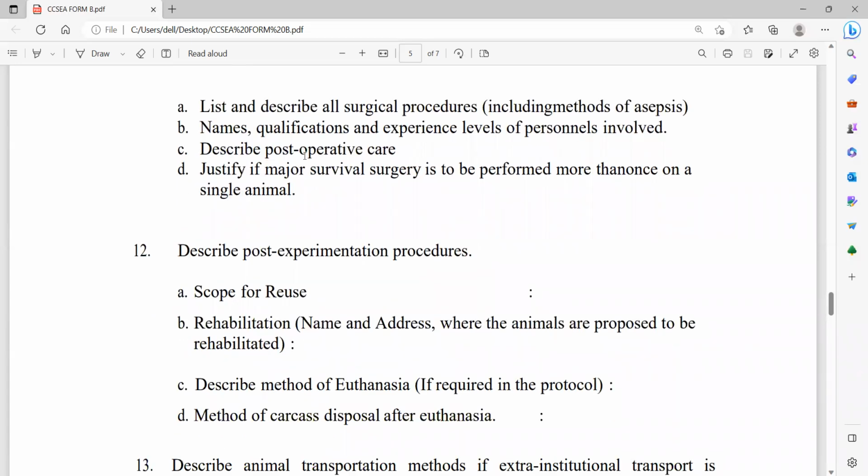Then what types of post-operative care are going to be taken with the animal, whether antibiotics are used or whatever care there is. All these things you have to mention depending on the study. If the major surgery is to be performed more than once on a single animal, in some studies it is required that we do the surgery in the first week and after 15 days again do the surgery. Then here you have to write properly, with proper justification, why more than once the surgery is carried out on the animal.